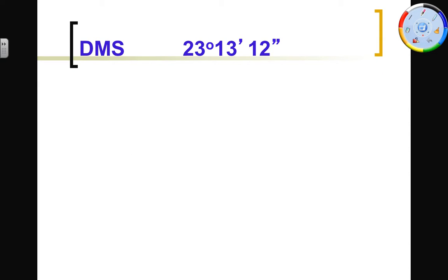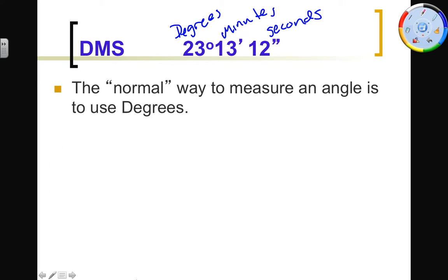All right, so the first thing we need to start talking about is the idea of an angle. And this is actually an angle here. You might not have seen these very often before, but this is DMS. If you don't know this, it stands for degrees, minutes, and seconds. And this is quote unquote the normal way to measure an angle. Well, the normal way is to measure in degrees. We're going to get into the trig way to measure angles in a little bit.